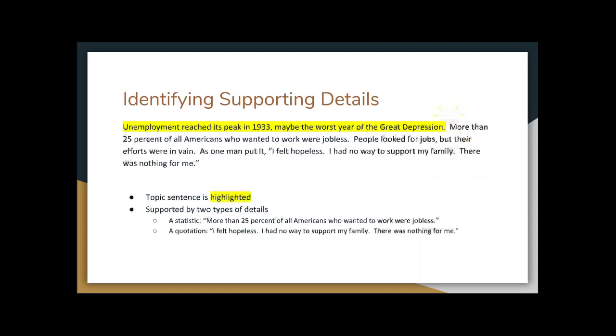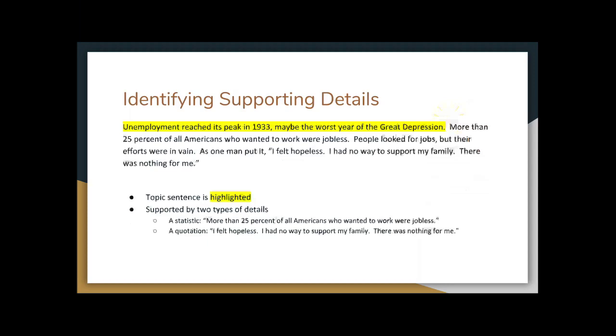Unemployment reached its peak in 1933, maybe the worst year of the Great Depression. More than 25% of all Americans who wanted to work were jobless. People looked for jobs, but their efforts were in vain. As one man put it, "I felt hopeless. I had no way to support my family. There was nothing for me."